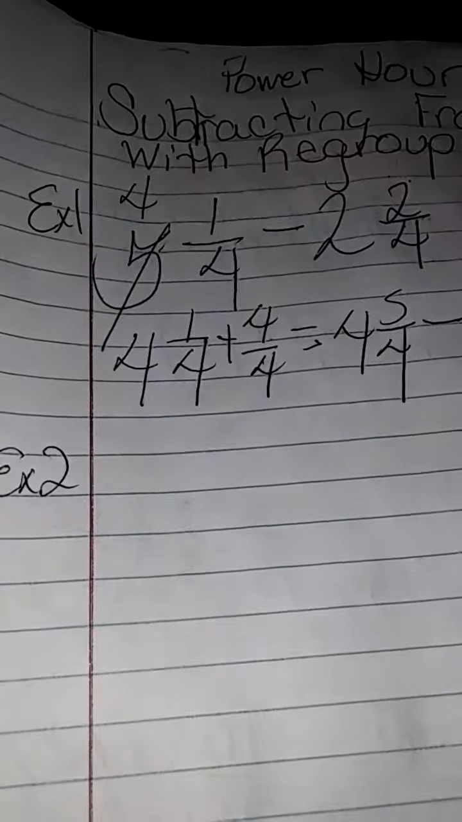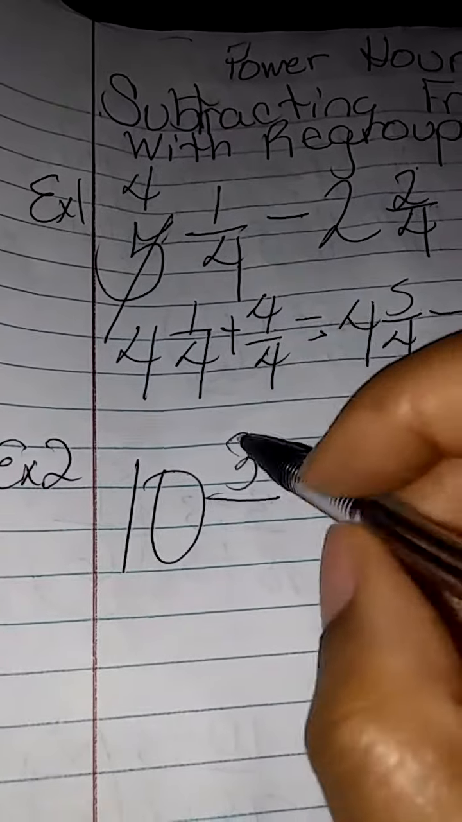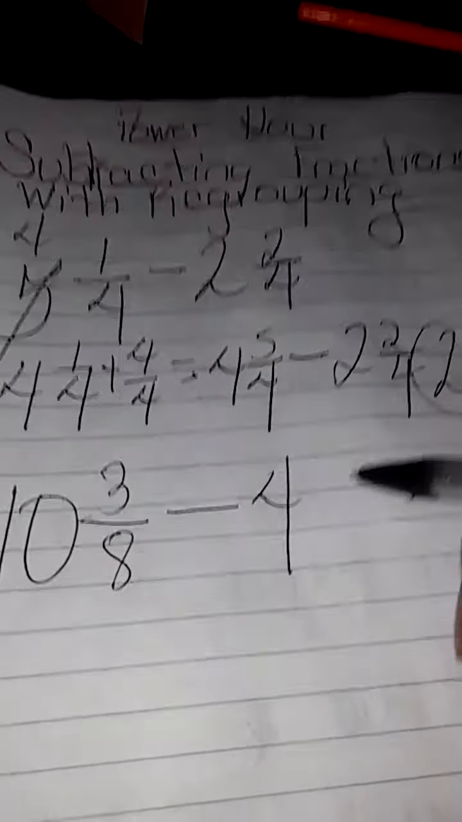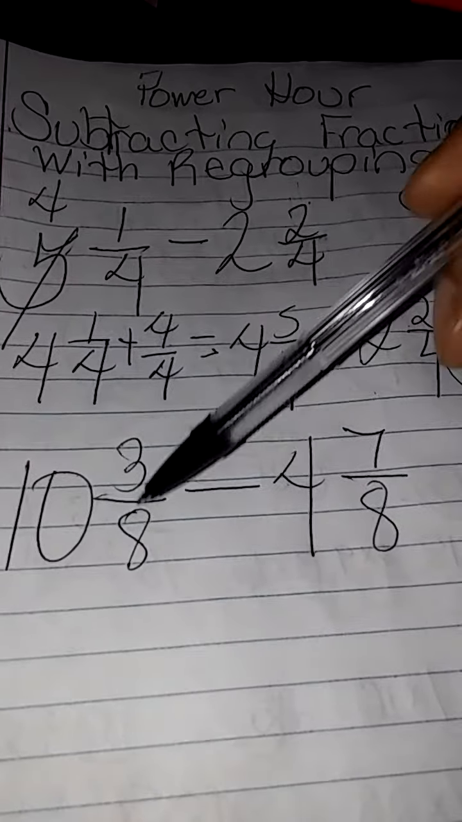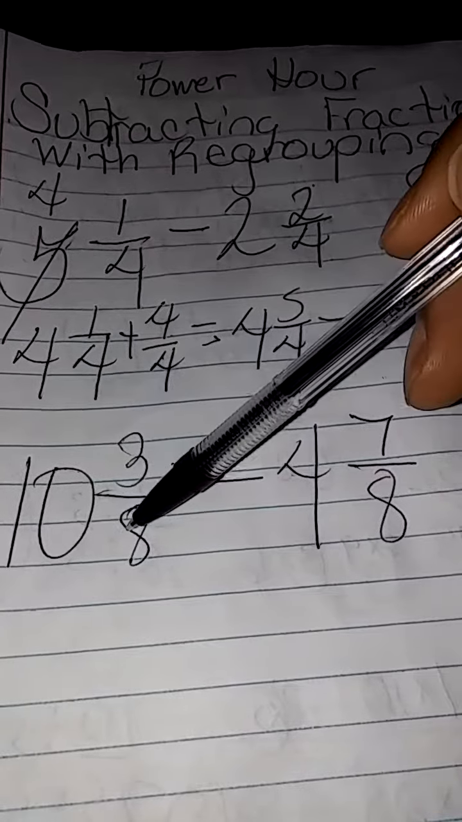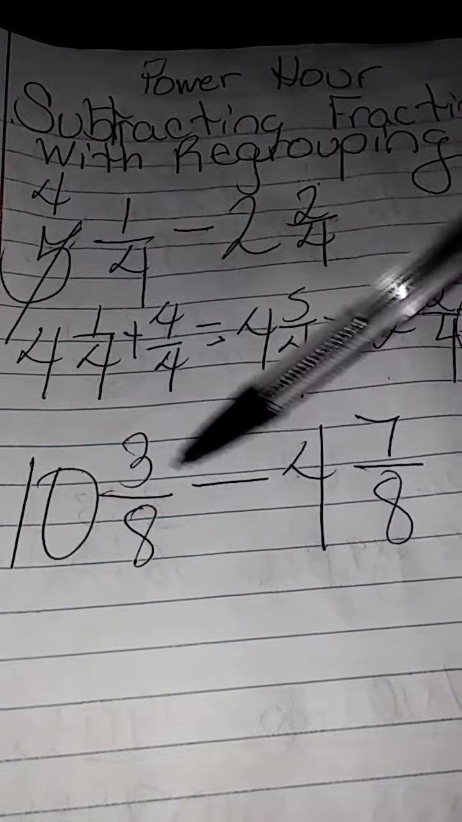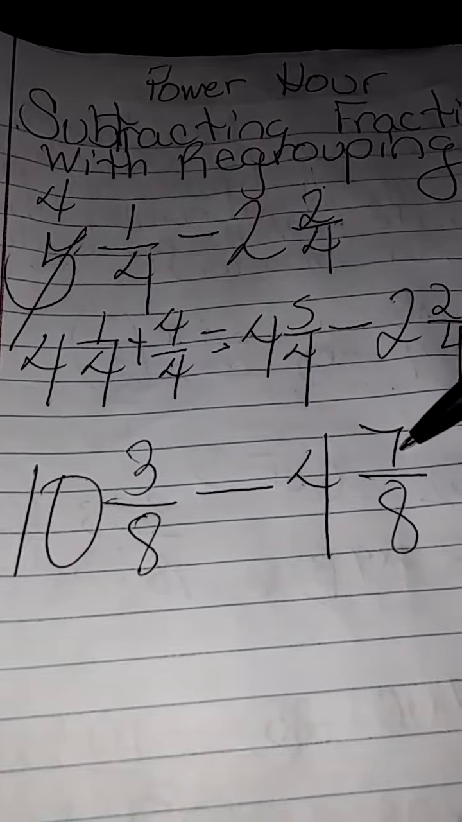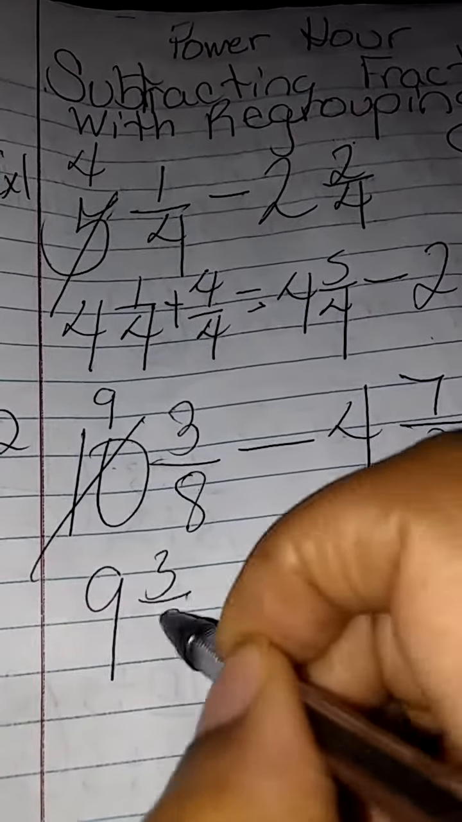Example 2. Let's say we have 10 and 3/8 minus 4 and 7/8. So the first thing I'm looking at are my denominators. They are exactly the same. We have like denominators, but I cannot perform the operation 3 minus 7. I cannot do that because I don't have enough here. This number is smaller than this number. So I will borrow from the 10 and make it a 9. So now I have 9 and 3/8.